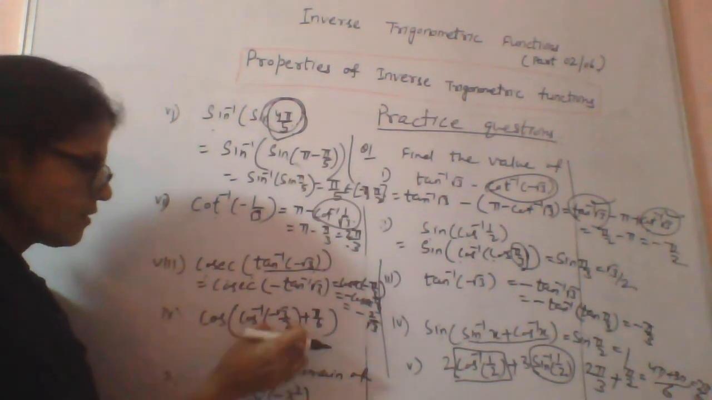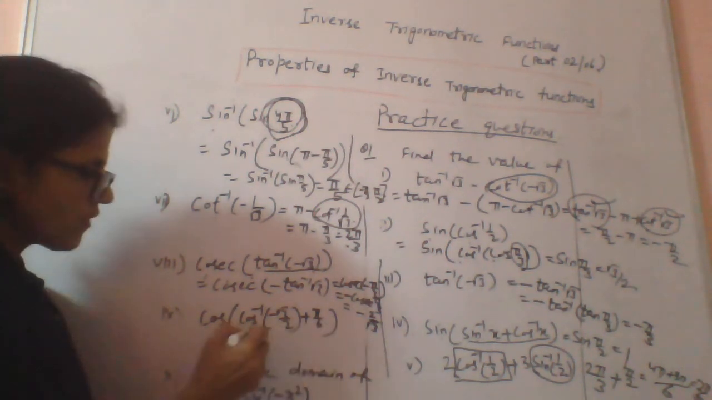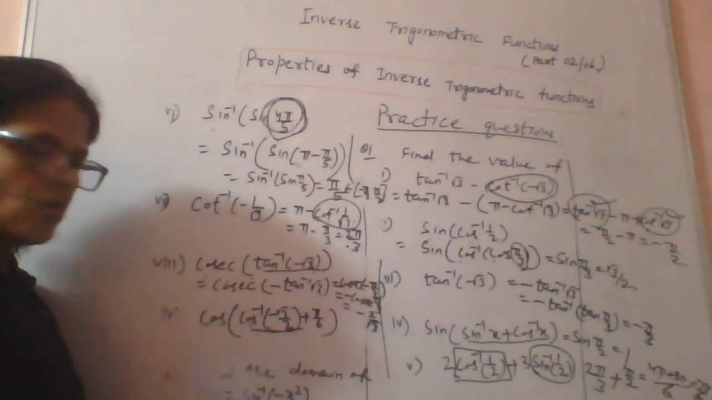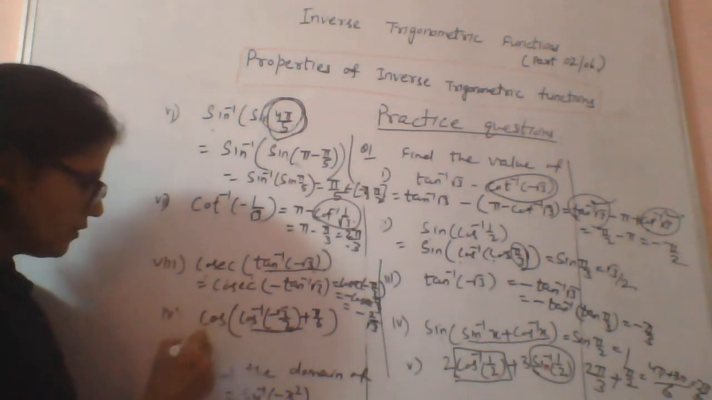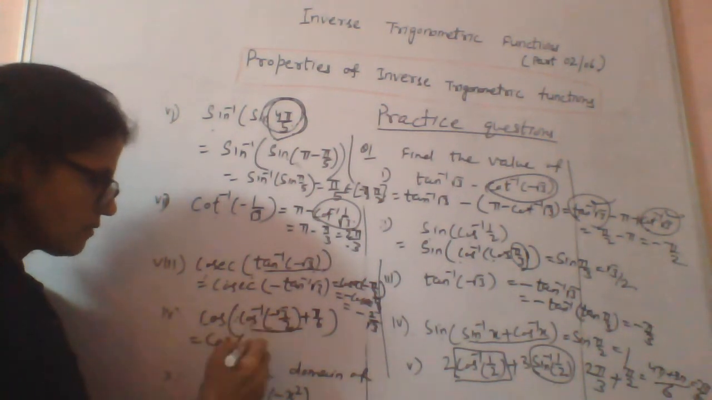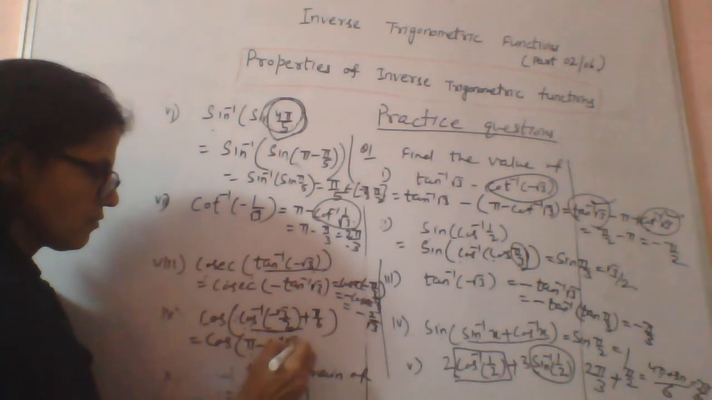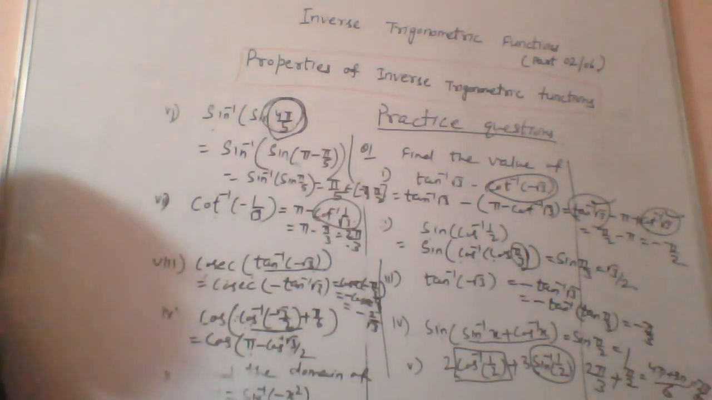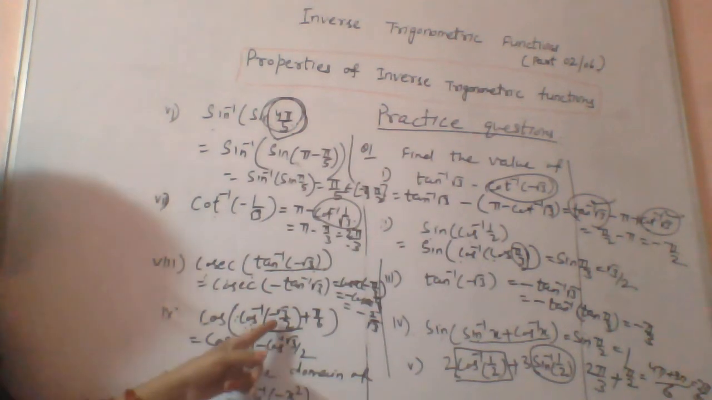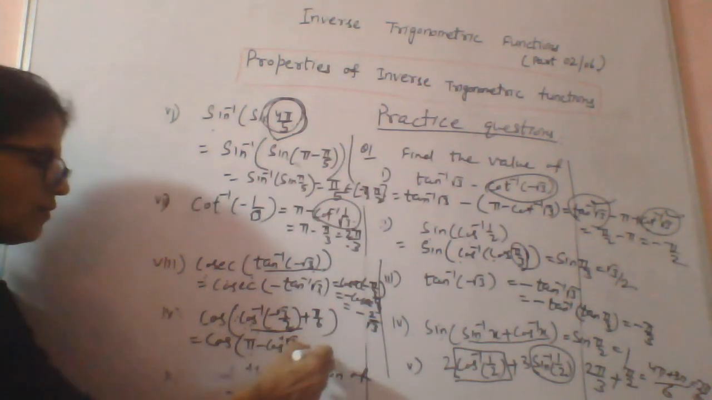Now the next question is cos of cos inverse minus root 3 by 2 plus pi by 6. So first you simplify this one, cos inverse minus root 3 by 2. This is a question from NCERT Exemplar. Cos inverse of minus root 3 by 2 is pi minus cos inverse root 3 by 2, plus pi by 6.